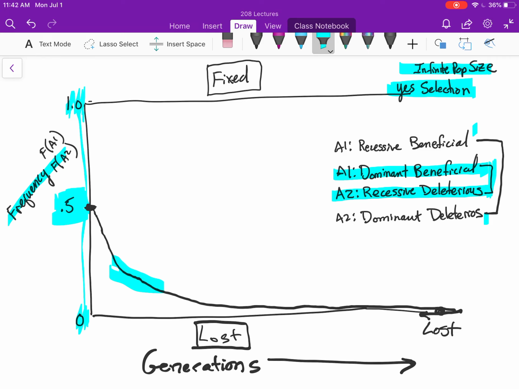So the frequency of q squared in this case, which is the homozygous recessive, down here becomes rarer and rarer in the population, so selection actually gets weaker and weaker as the allele becomes rarer and rarer in the population.